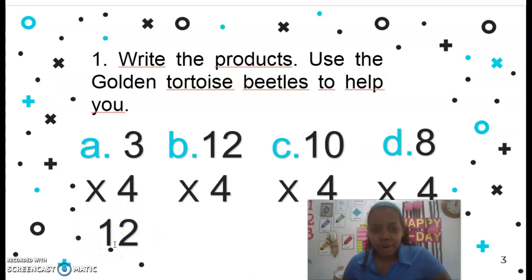Please, exercise number 1. Just exercise number 1 of page 41.